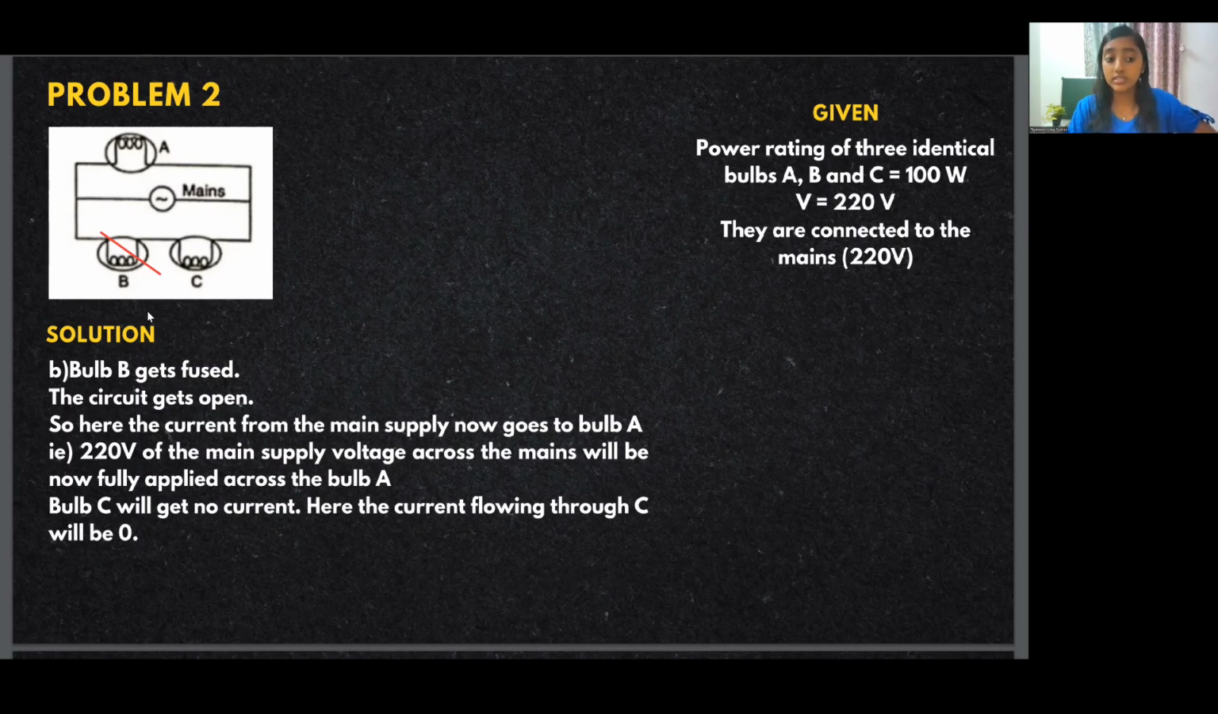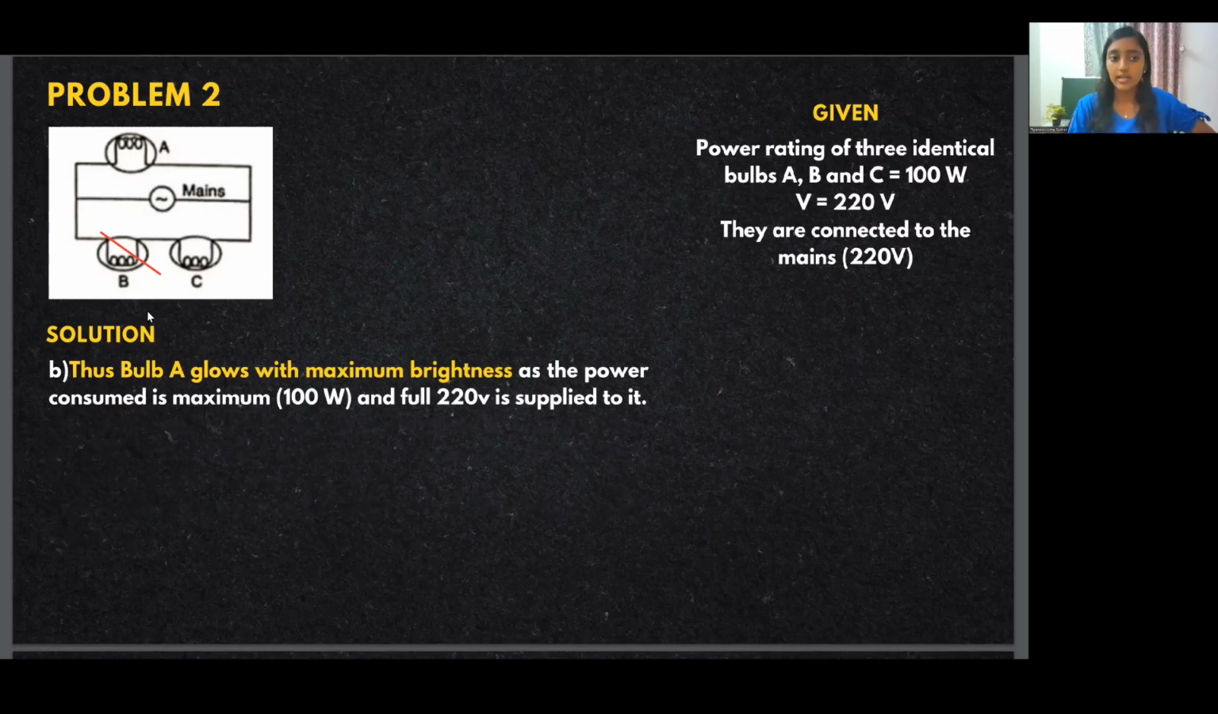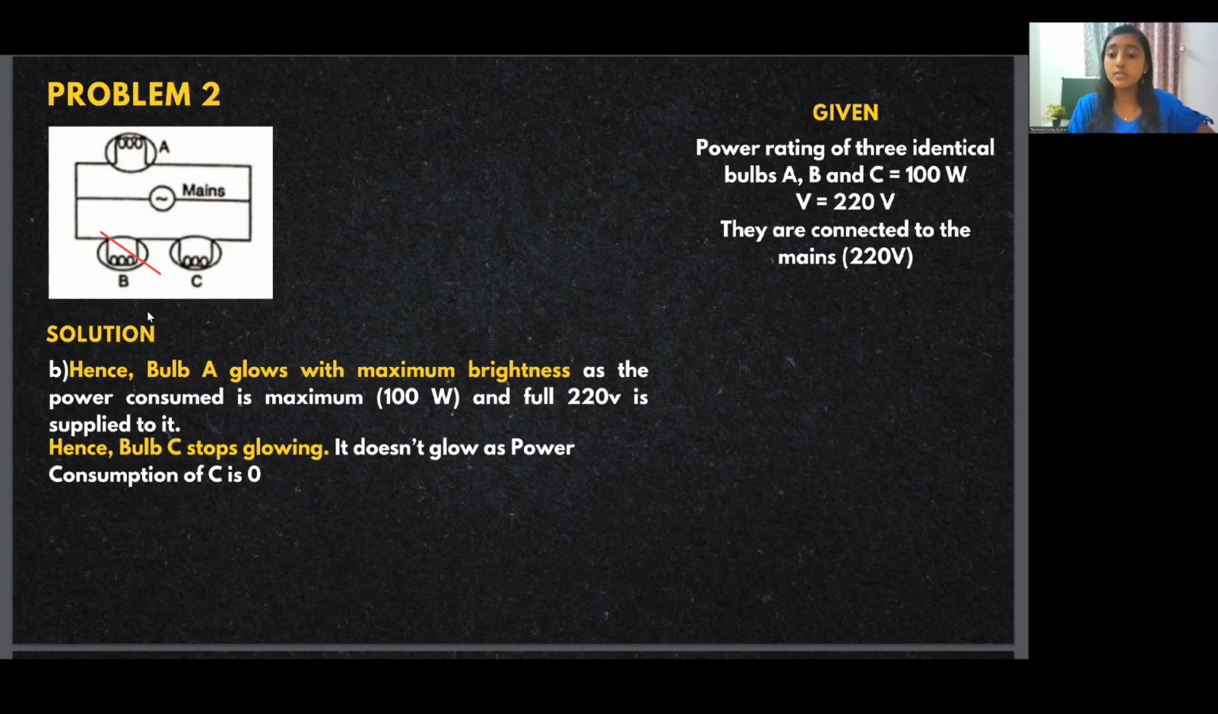Hence, the current flowing through C will be 0. The current flowing through C will be 0 because bulb B is fused, right? Thus, bulb A glows with maximum brightness as power consumed is the maximum 100 watts and the full 220 volts is applied to it. Bulb C stops glowing. It doesn't glow as the power consumption of C is 0. That is because bulb B is fused. That is the solution.